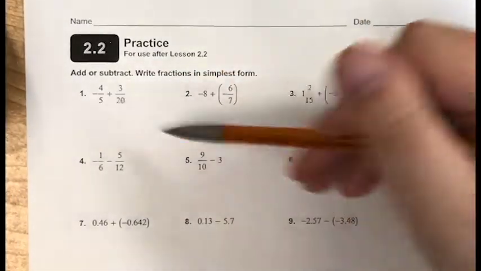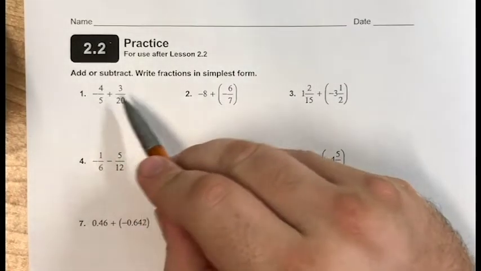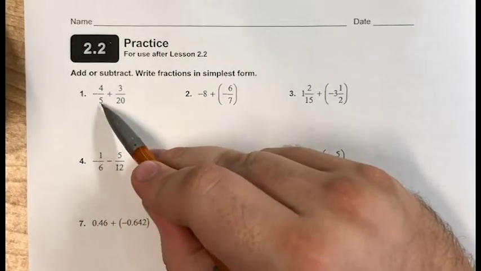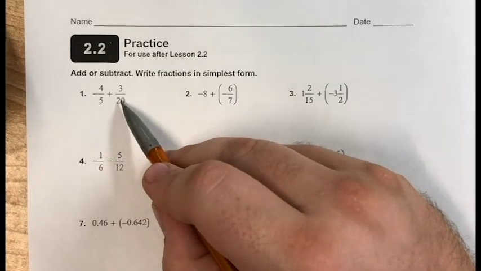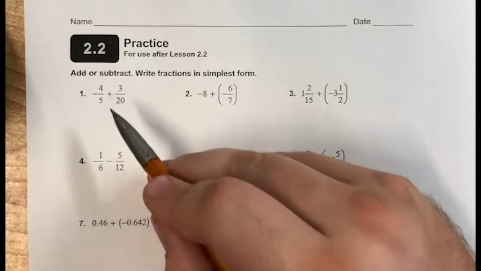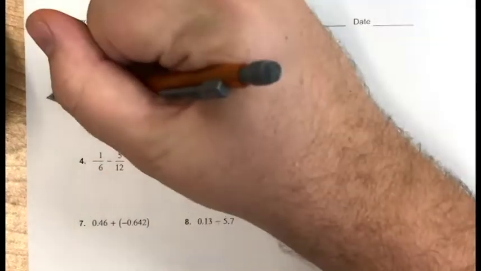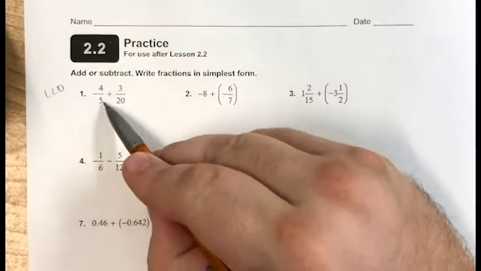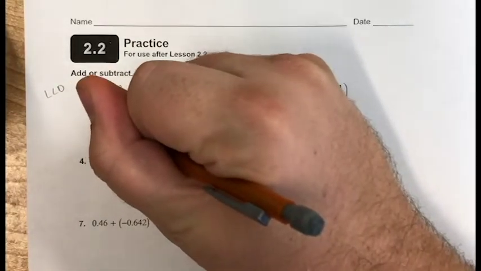All right, now, let's look at this very first problem. We have negative 4/5 plus 3/20. Now, we should know automatically, based upon fractions, that we cannot add this like it is, and here's the reason why. This denominator and this denominator are not the same. And since they're not the same, we cannot add them. So what we have to do is find what's called the LCD, the least common denominator. The least common denominator for both 5 and 20 happens to be 20. Okay, so I'm going to write that down.